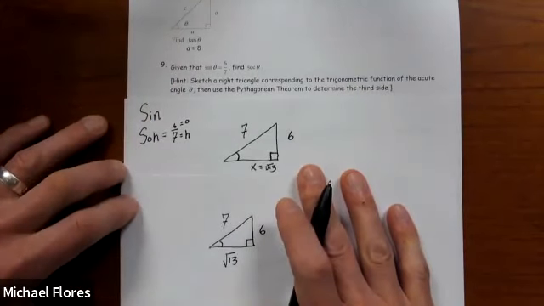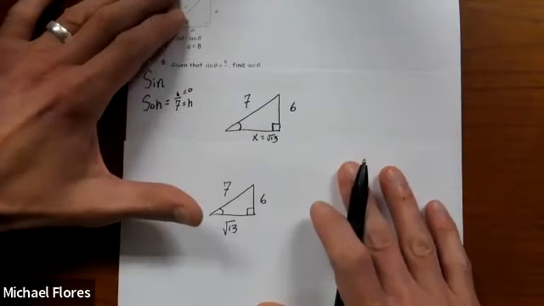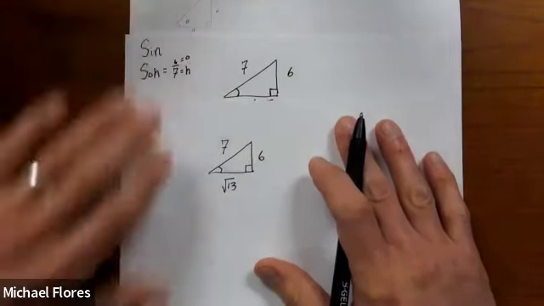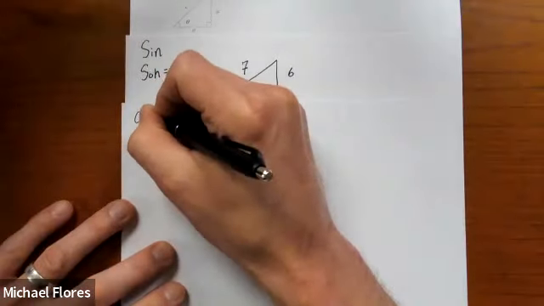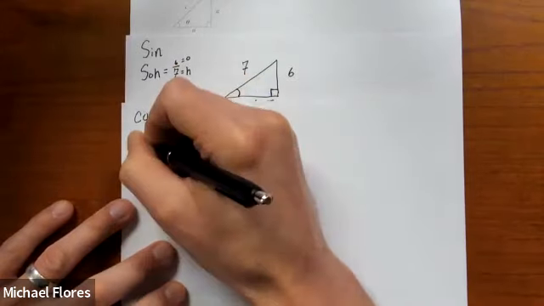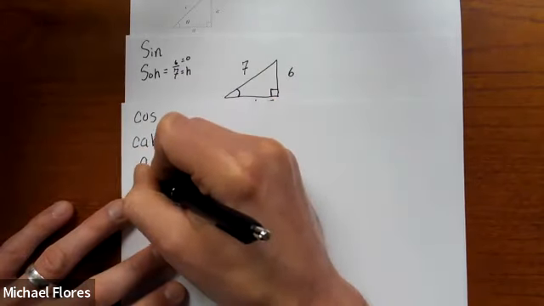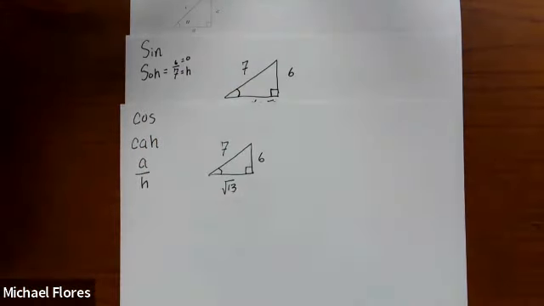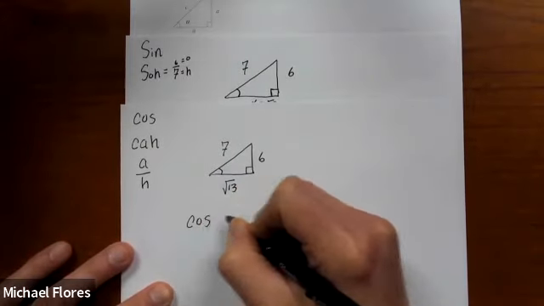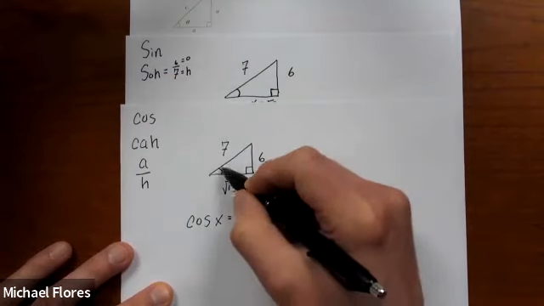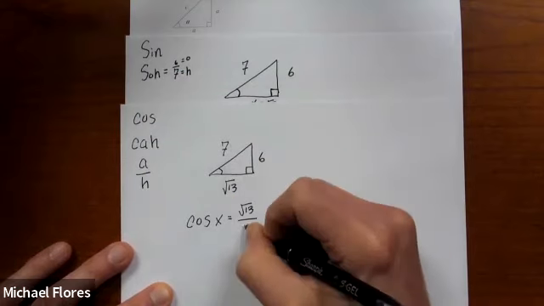So sine of theta is equal to 6 over 7. Find secant of theta. In order to find secant of theta, we have to remember, well, what is the reciprocal of secant? That is cosine. Cosine, that's CAH or adjacent over hypotenuse. So cosine of theta would be our adjacent side is root 13 over our hypotenuse 7.